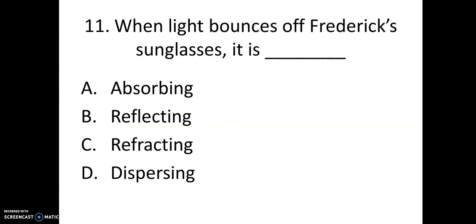All right, and question 11 says when light bounces off of Frederick's sunglasses, it is A, absorbing, B, reflecting, C, refracting, or D, dispersing. Which one do you think it is? It is reflecting. Bouncing is the key phrase. Reflect, bounce off.